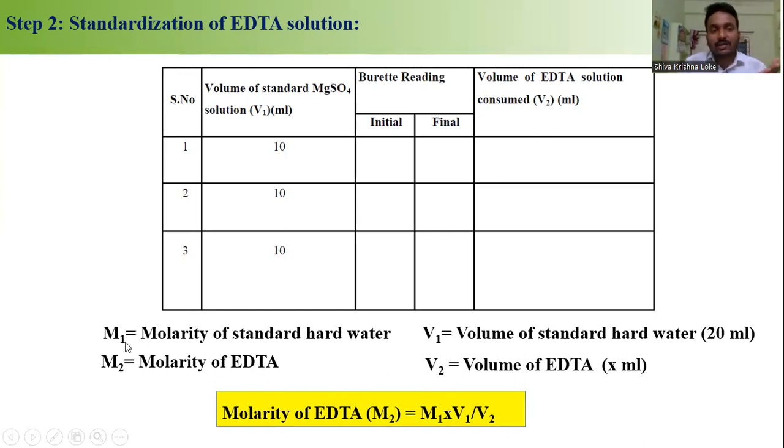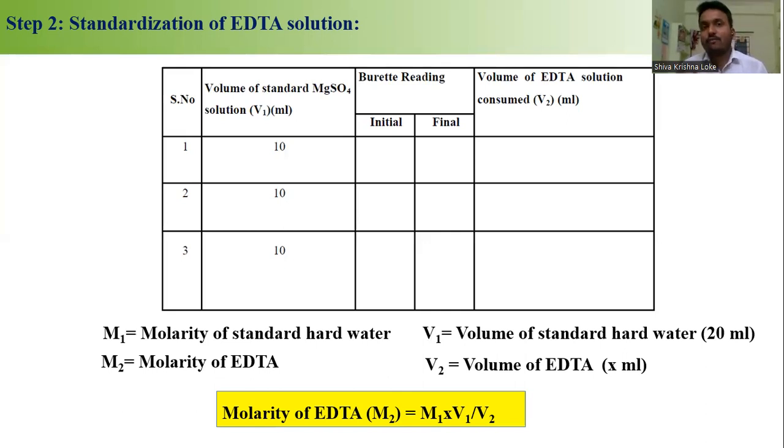As already discussed, M1 is the molarity of MgSO4 solution, and M2 over here is the EDTA molarity. V1 equals how many ml we have pipetted out into the conical flask, and V2 equals the volume of EDTA. Sir, how do we get this volume of EDTA? Already we conducted the titration against EDTA, right? And we got successive values, right?